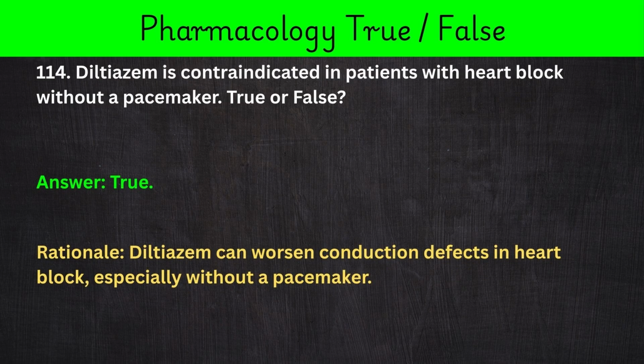114. Diltiazem is contraindicated in patients with heart block without a pacemaker. True or false? Answer: true. Rationale: diltiazem can worsen conduction defects in heart block, especially without a pacemaker.